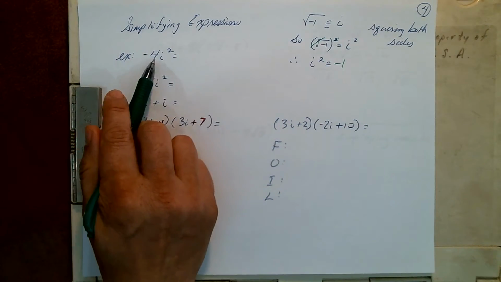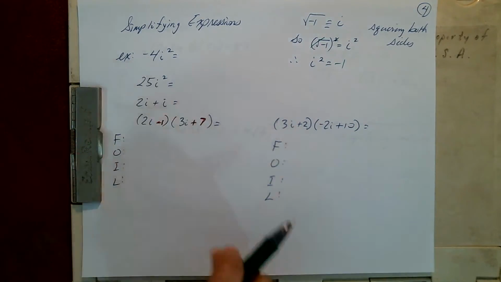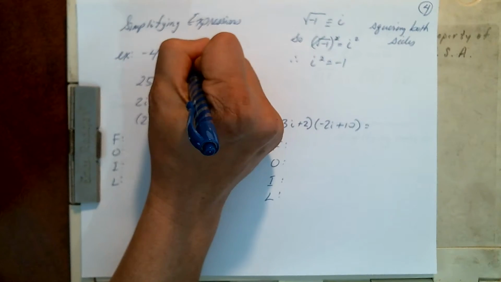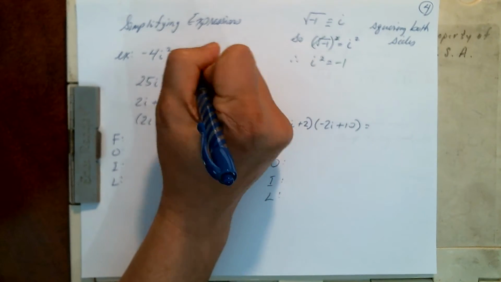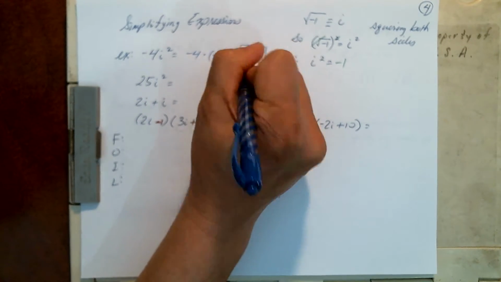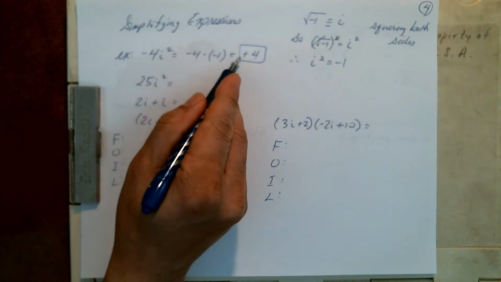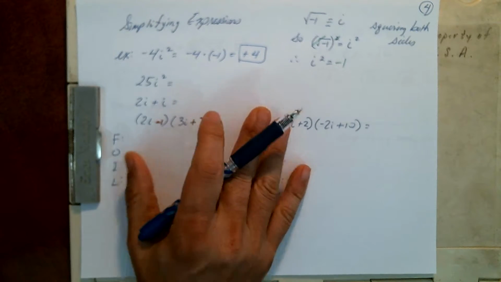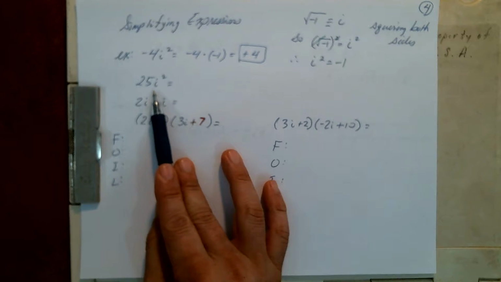So what is negative 4i squared? Let's do an example. I'm just going to put negative 4 times i squared, which is negative 1, right? Which is just positive 4 now. Negative times a negative is positive. Okay, what about this guy right here?